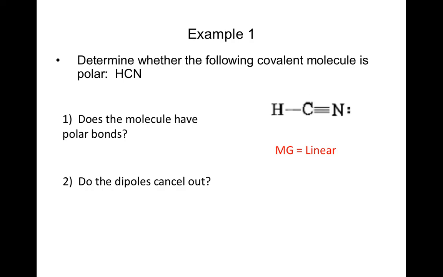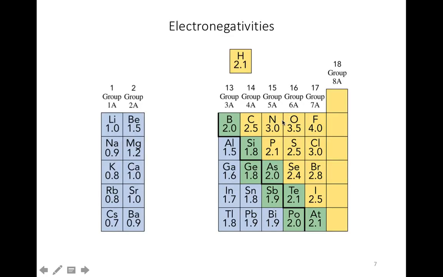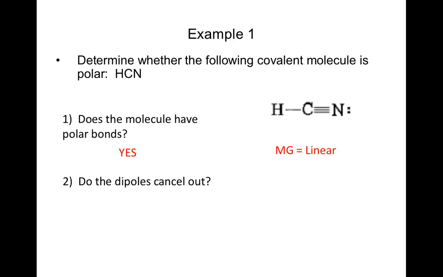Now we want to know, does it have polar bonds? From our previous discussion, we know the hydrogen-carbon bond is not polar. If we look at the electronegativity difference between carbon and nitrogen, it is 0.5, so the carbon-nitrogen bond is polar. So we do have polar bonds. Hydrogen is not pulling as hard on the electrons as nitrogen. So nitrogen is going to be pulling on the electrons. The hydrogen can't cancel it out, so the dipoles do not cancel. And so if I have polar bonds and the dipoles do not cancel, then the molecule is going to be polar.